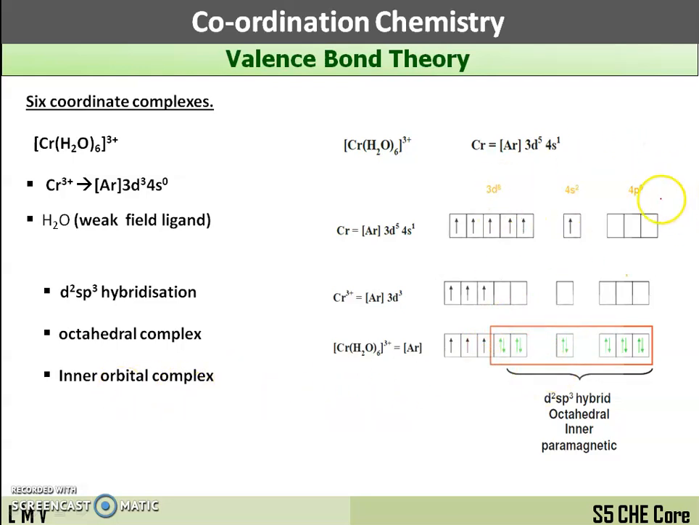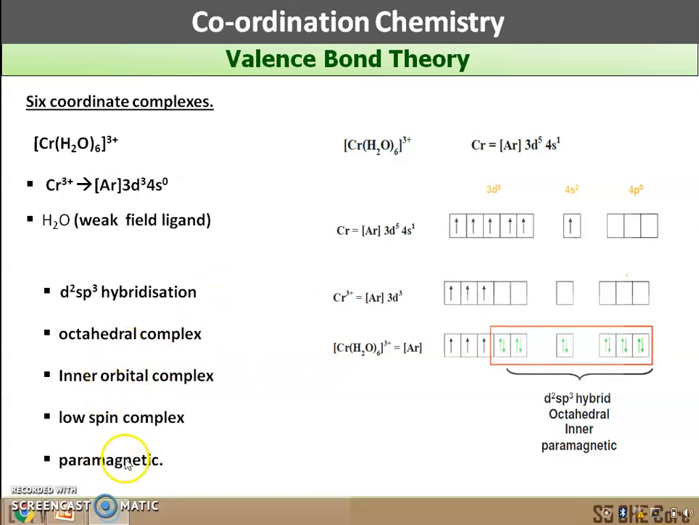If the outer d orbitals, that is the 4d orbitals, were involved, then it would have been an outer orbital complex. But here the inner d orbitals are available for hybridization, so the complex is an inner orbital complex. The next point is that it is a low spin complex. Then the magnetic property: it is paramagnetic because it contains unpaired electrons. These are the properties of Cr(H2O)6 3+ according to valence bond theory, the explanation of the nature of bonding in the given complex. All these points you have to keep in mind.